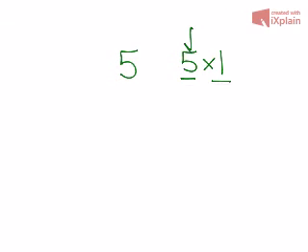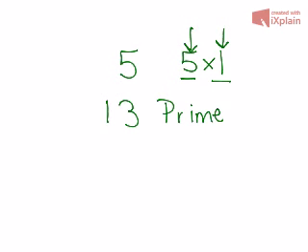There are other prime numbers. Let's look at the number 5. The only way that you can get 5 is 5 times 1. Again, it is considered prime because it only has 2 factors, itself and 1. What do you all think about the number 13? 13 is prime because, again, the only factors are 13 and 1.